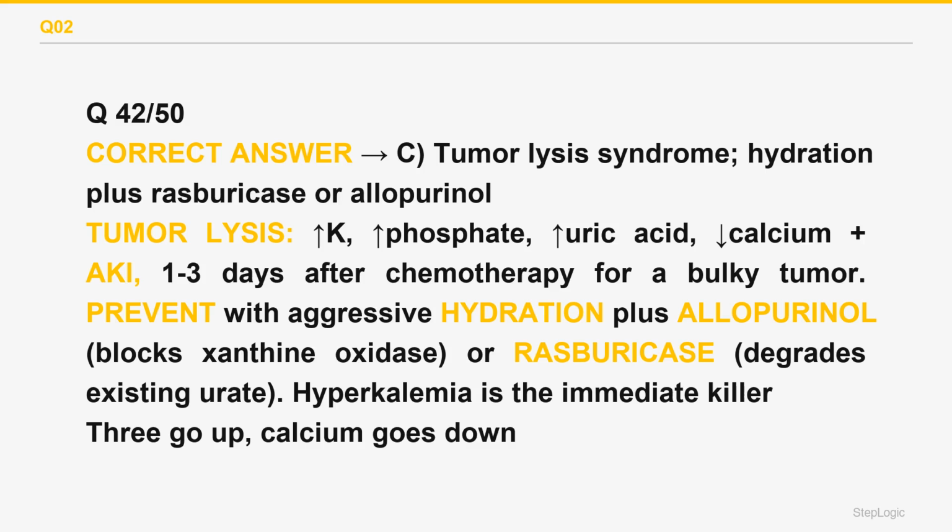Choice D shares hyperkalemia and hypocalcemia but would show a very high creatine kinase after muscle injury. If you see hyperkalemia with hyperuricemia and hypocalcemia after chemotherapy, think tumor lysis.